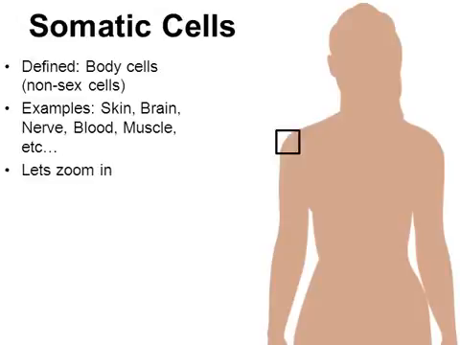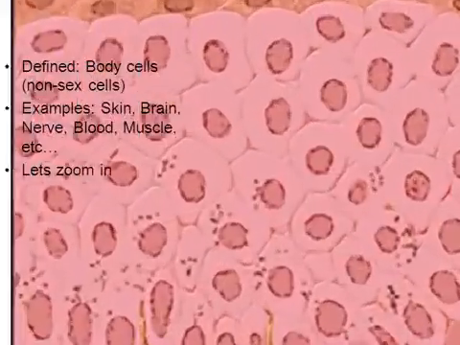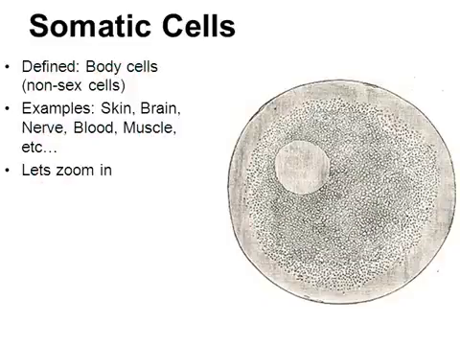What we're going to do is zoom into this woman's shoulder right here. We're going to zoom on in and take a look at skin cells as an example. Let's go ahead and do that right now. And so when we zoom on in, we can see a layer of skin. Well, let's zoom on in even closer, at one particular skin cell. And so now we're looking at one particular skin cell.